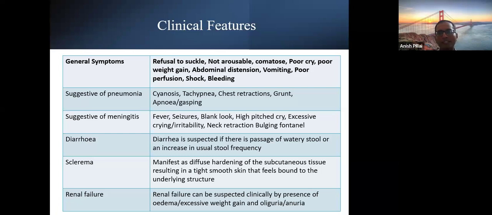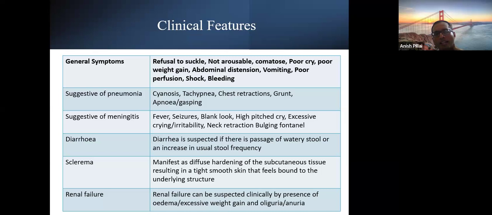Coming to clinical features, because newborn babies can't speak, they can't express themselves, they can't point at any pain. The majority of the clinical features of sepsis are general features, also called non-specific features or non-specific symptoms, so they could represent anything. Refusal to feed, not arousable, which means drowsy or comatose, a very poor cry, not gaining weight, abdominal distension, vomiting, even loose motions, poor perfusion, shock, bleeding. These are all general features. They don't point to a particular area.